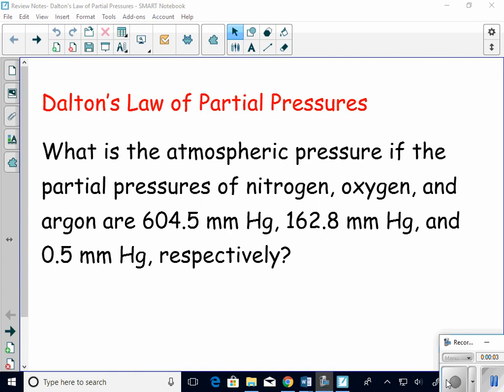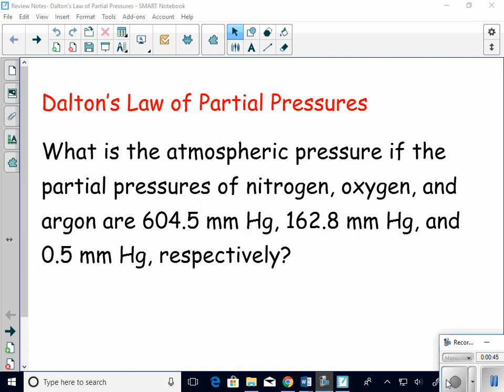When we watched the video, we should have learned that based on Dalton's law of partial pressure, each part of the pressure should add up to be the total pressure. So if I'm looking at this particular question, what is the atmospheric pressure if the partial pressures of nitrogen, oxygen, and argon are 604.5 millimeters of mercury, 162.8 millimeters of mercury, and 0.5 millimeters of mercury, respectively?